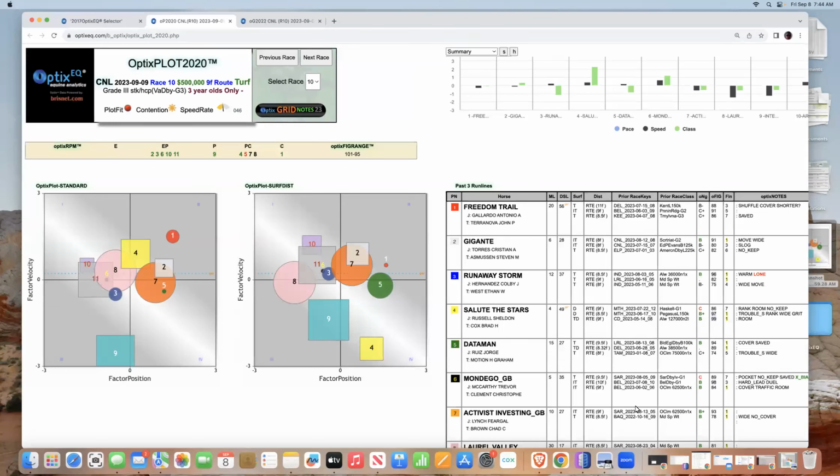If you start off by drawing a line, again, left to right, horses that are projected to be forward early are usually on the left of the plot. Horses that are going to be toward the rear are going to be to the right. So if you draw a line right down through the number 8, that's Laurel Valley. That horse looks like the speed in the race. And we'll see that in a little bit.